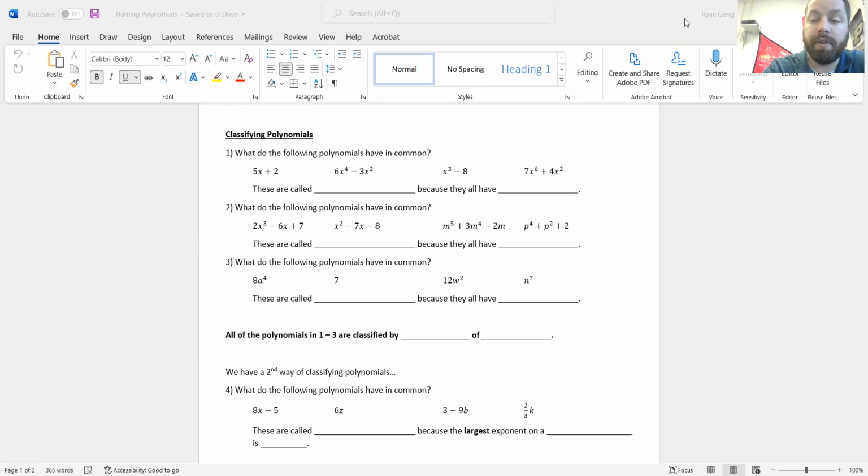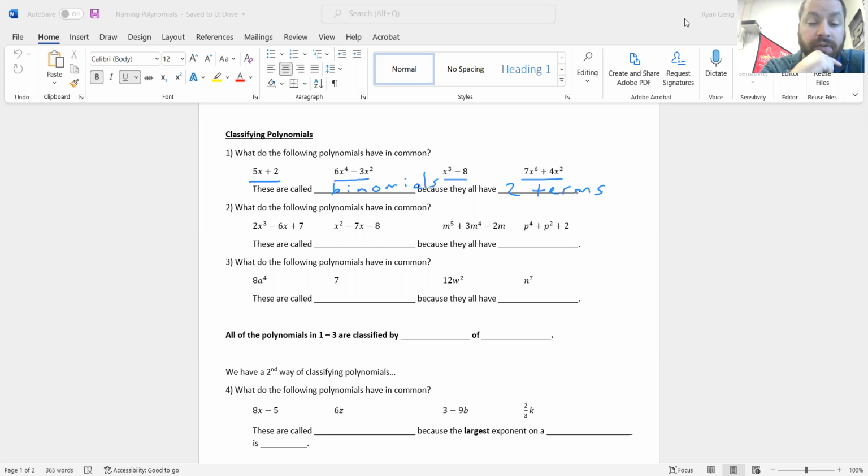Okay. What do the following polynomials have in common? So these 4 right here, what do they have in common? Well, hopefully you see that they all have 2 terms. Because they have 2 terms, they are called binomials. The prefix bi means 2, so 2 terms.